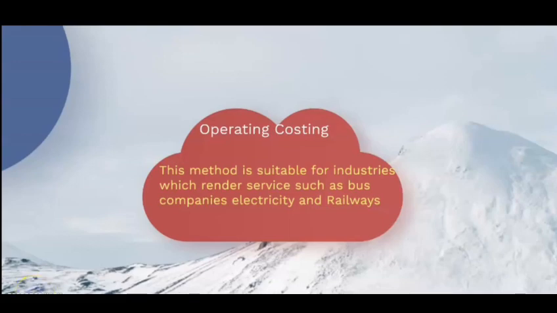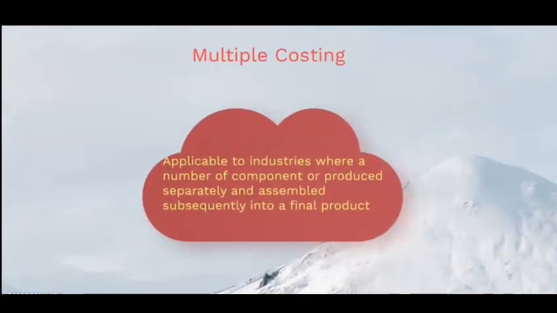And the other one is multiple costing. This method is applicable to industries where a number of components are produced separately and assembled subsequently into a final product. It means the combination of two or more of the above methods. This system of costing is adopted in manufacturing concerns where a variety of parts are produced separately and later assembled into a final product. The total cost consists of the cost of all the parts which go to make a final product. It is also known as composite costing.